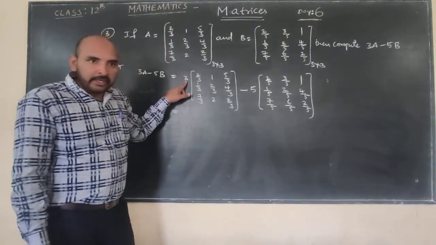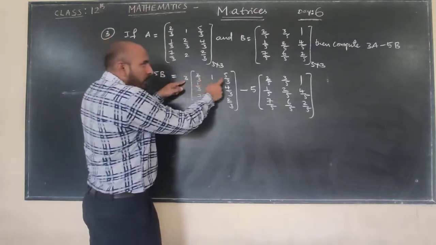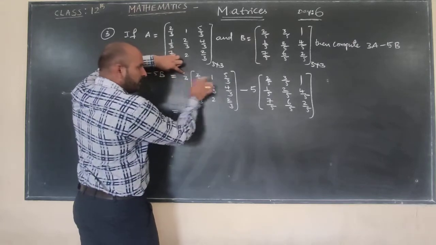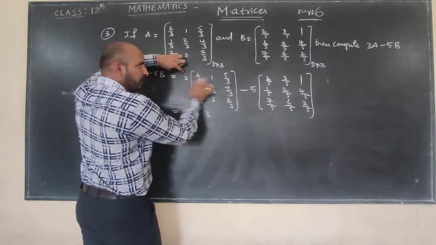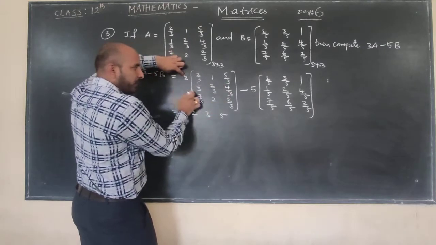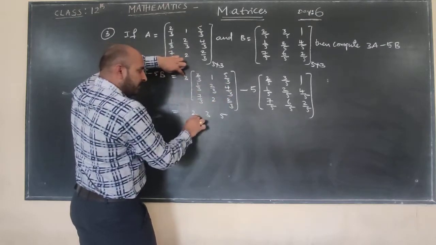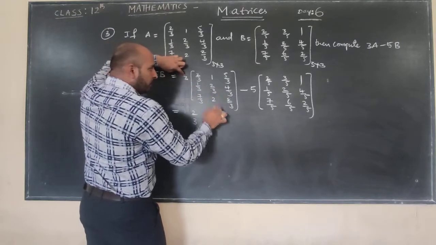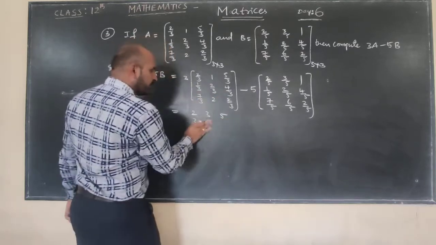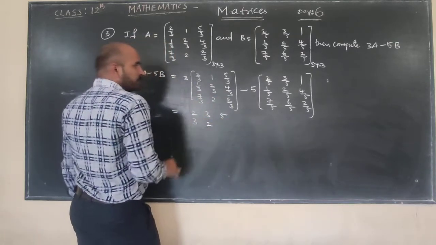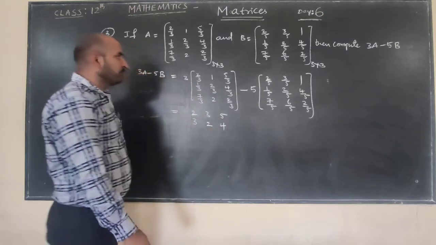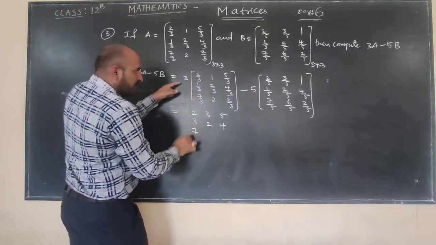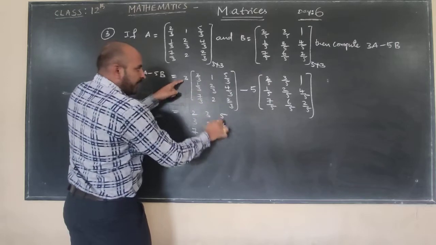So here 3 is multiplied to all the elements. 3 multiplies each and every element. 3 cancels, that is 2. 3 ones are 3. Here also 3 with this value, 3 cancels, that is equal to 5. Next, second row elements. 3 cancels, 3 ones are 3. 3 cancels, 3 twos are 6. 3 cancels. This is equal to how much? This is 2. Next, 3 cancels, which is equal to 4. Next, multiply with third row elements. 3 cancels, which is equal to 7. 3 twos are 6. 3 cancels, that is equal to 2.